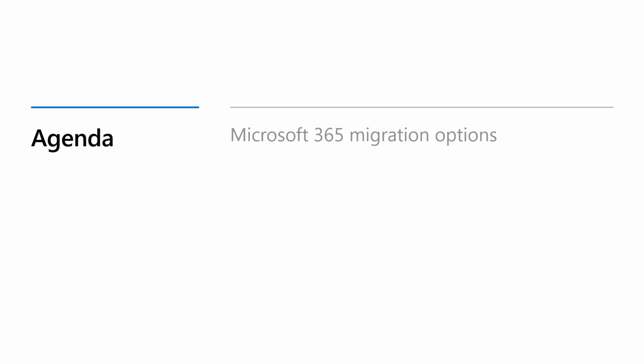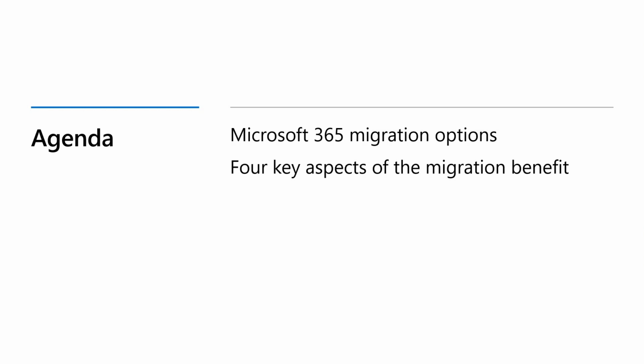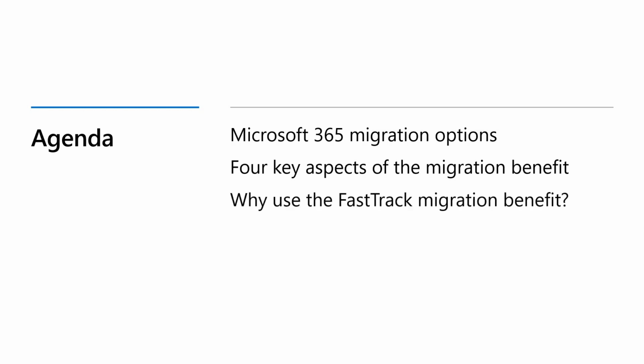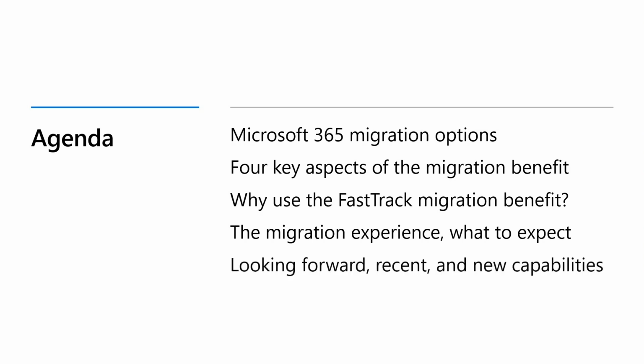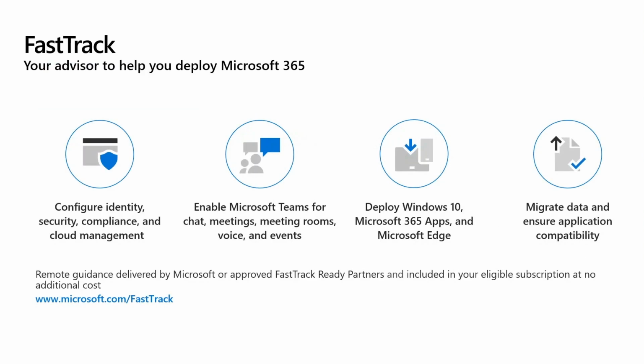Today, we're going to cover a number of topics which can help customers and partners migrate to Microsoft 365. We'll start with a brief discussion about the various options you have as you begin your migration plan. You'll hear about the 4 key benefits of using FastTrack for your data migration. We'll then explain how FastTrack benefits both customers and partners. You'll walk away with an understanding of the migration experience and see how FastTrack makes migrations a breeze. Finally, we will share recent and upcoming changes in the migration benefit and show you how you can get started today.